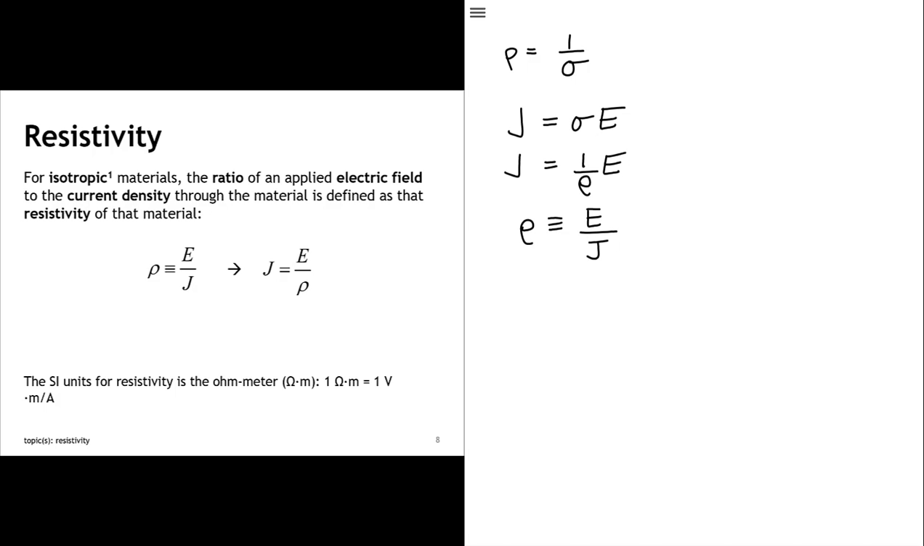Now, the unit for resistivity is the ohm meter. Ohm, remember, is written as the Greek capital letter omega, so omega meter. And this is the same thing as 1 volt meter per amp.